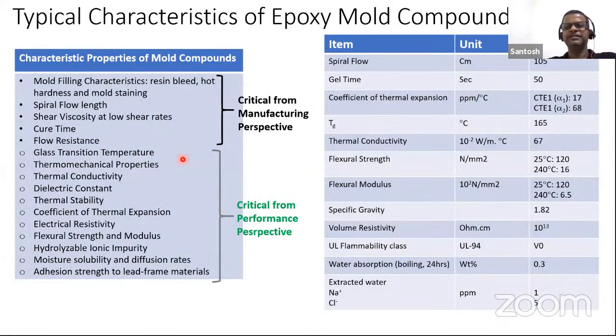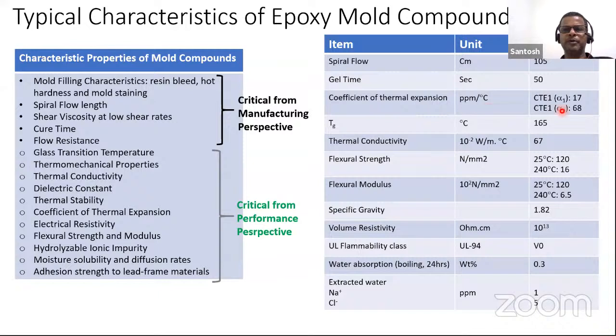So here I'm tabulating some of the typical properties of the mold compound. There is a property called spiral flow. That means how much the material flows at high temperature so that the cavity can fill in properly. Gel time is an indication that after some time the material gets hardened. So at what point does the material get hardened so that it doesn't flow? Because if it doesn't flow, then it will not fill the cavity. So gel time in terms of processing is very important. Coefficient of thermal expansion is critical for reliability.